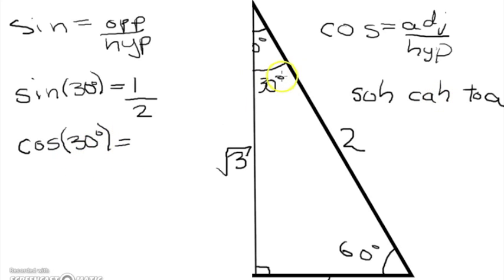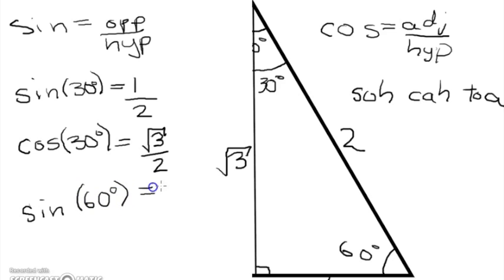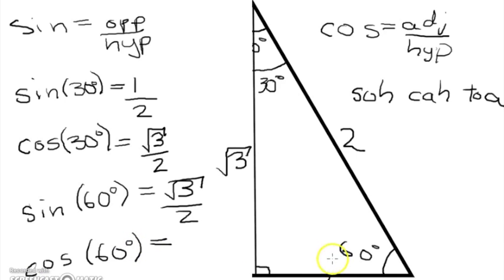The cosine of 30 degrees is equal to the adjacent over the hypotenuse, or root 3 over 2. The sine of 60 degrees is equal to the opposite over the hypotenuse. And the cosine of 60 degrees is equal to the adjacent over the hypotenuse.